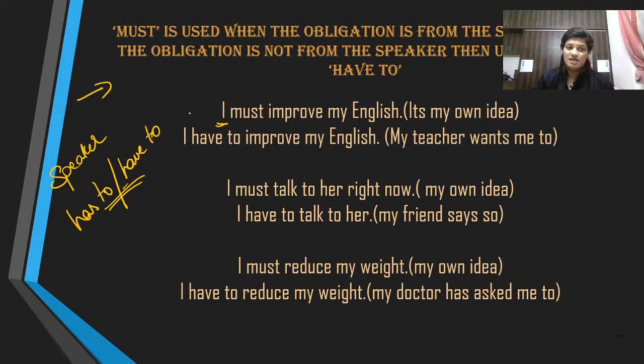How is it? Let us take a look at it. When you say, I must improve my English, I'm saying that I can see for myself that I don't speak English very well and I need to improve. Therefore, I must improve. It's my own idea. Nobody is asking me to do it. But when somebody says, I have to improve my English, it means that, yes, Heather.